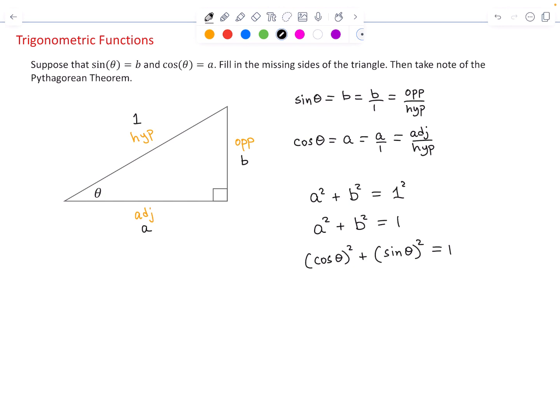This will work for any acute angle. In fact, it'll turn out to work for any angle theta, even if it's not acute. But sine squared plus cosine squared or cosine squared plus sine squared, doesn't matter, will always equal 1 as long as the arguments theta and theta are the same for both sine and cosine.